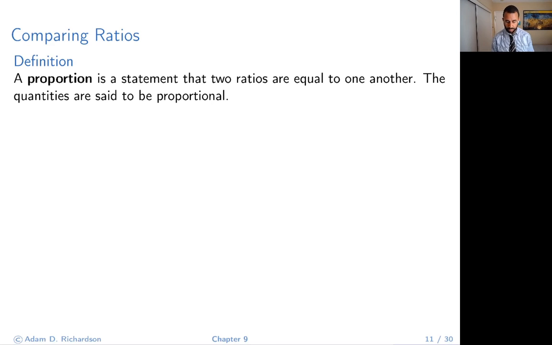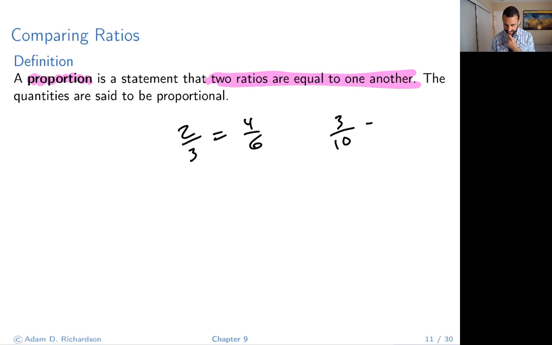So first, a proportion. A proportion is a statement that two ratios are equal to one another. And what we say is that the quantities are proportional. So let me give you some examples here. This is what a proportion looks like. 2/3 equals 4/6. That's a proportion. Or maybe 3/10 equals x over 5. That's a proportion. So the key thing here is that a proportion has an equal sign in it.